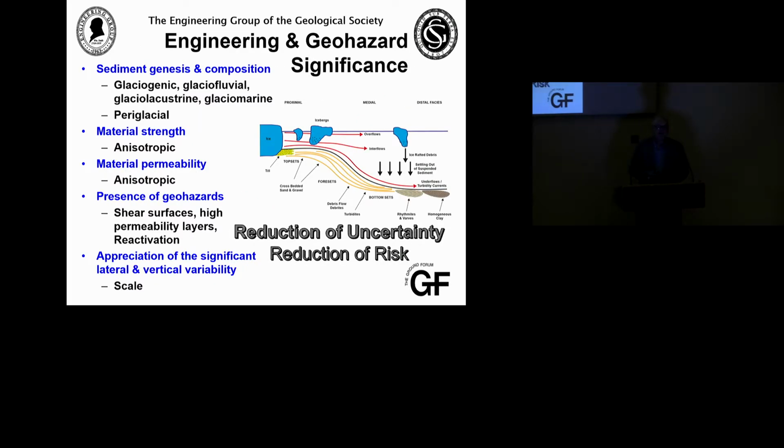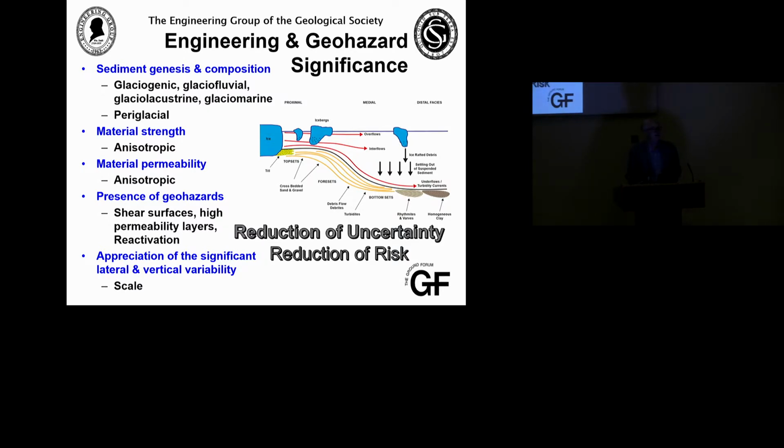So what do we then need to do? What do we mean by the engineering and geohazard significance? We need to be able to understand these materials, understand their behaviour, understand what geohazards are present if we're going to start to reduce the uncertainty in our construction project, if we're going to start to reduce the risk.